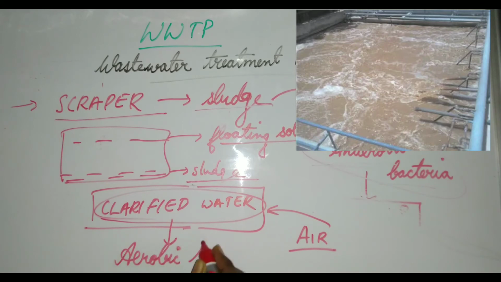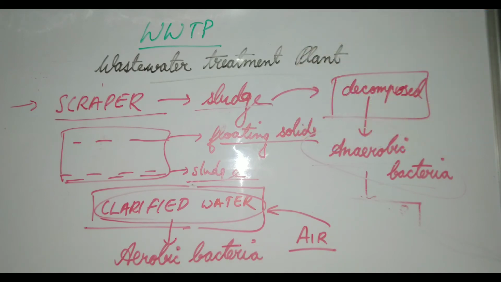What is aerobic bacteria then? Aerobic bacteria is nothing but the bacteria which needs what? Oxygen for survival. Anaerobic bacteria do not need oxygen, so they can survive on their own. We have studied anaerobic and aerobic respiration. So aerobic bacteria basically live with the help of what? Oxygen.